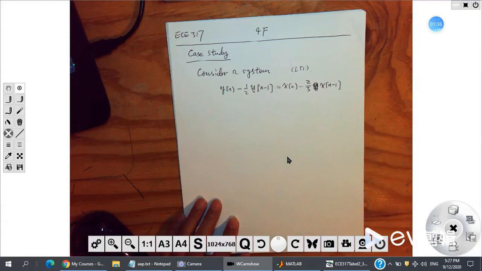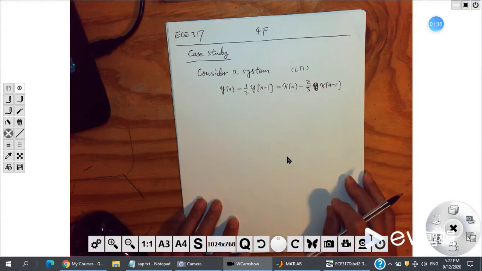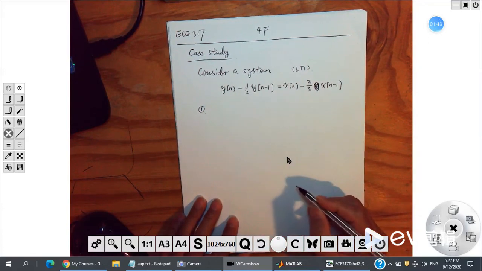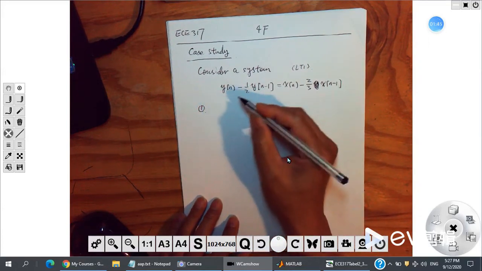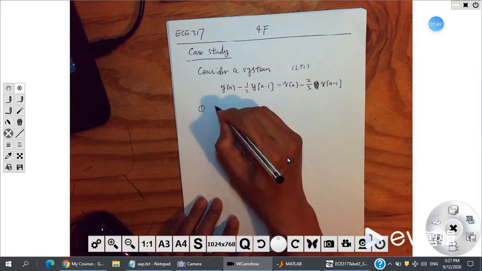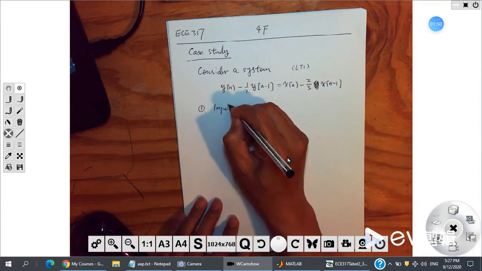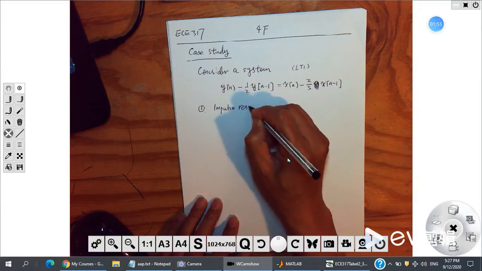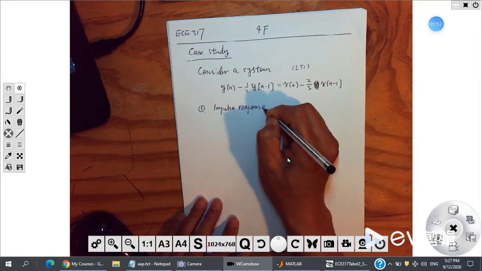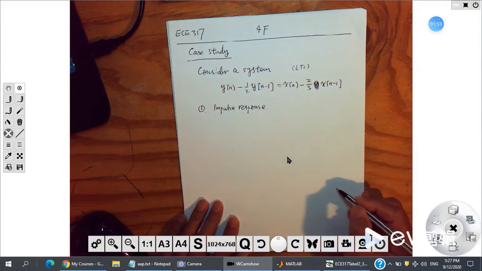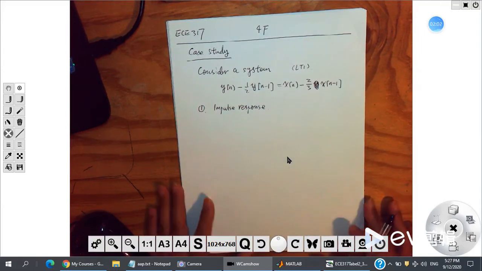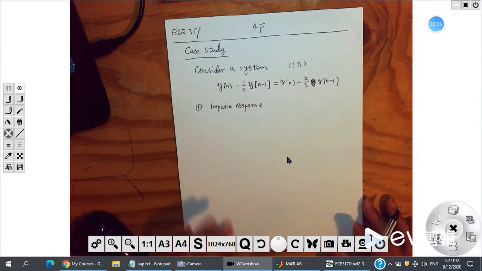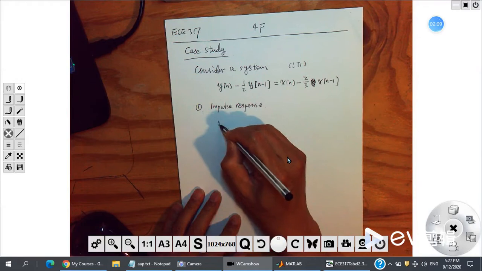Then we can study several things. The first one we consider is how to find the impulse response. So far, actually, we have several ways. The first way is to solve the equation.